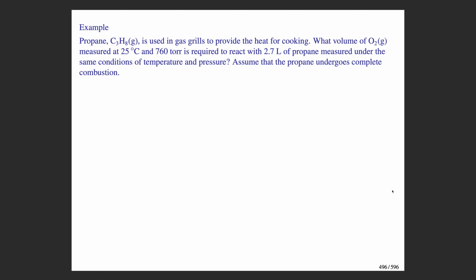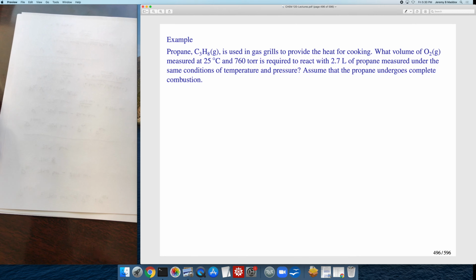And so here we're going to be doing some stoichiometry. So we've got propane gas. It burns with oxygen to produce carbon dioxide and water. What volume of O2 measured at 25 degrees Celsius and 760 torr is required to react with 2.7 liters of propane measured under the same conditions of temperature and pressure? Assume that the propane undergoes complete combustion.